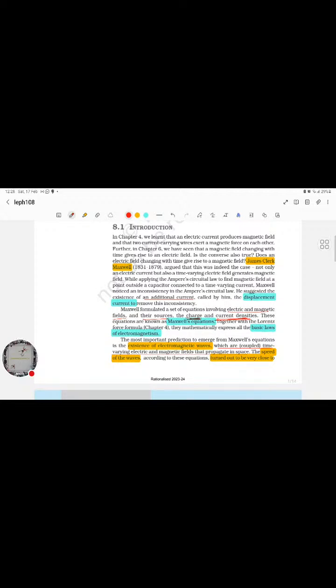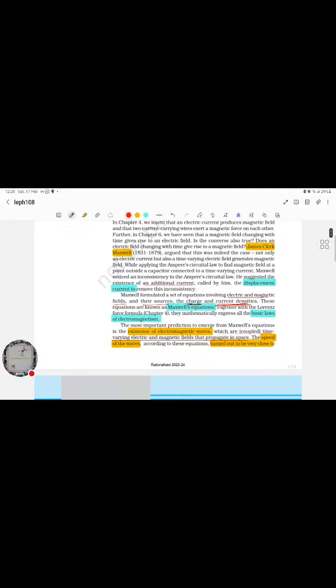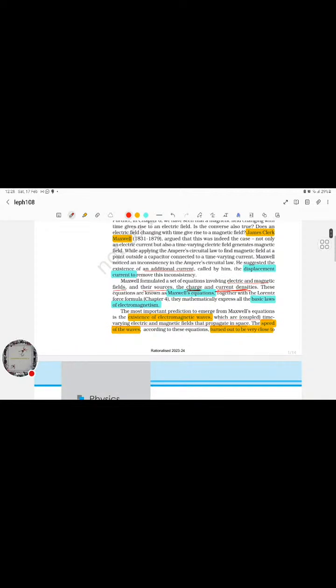convention. They bring in an extra type of current, and that is called the displacement current, which is actually there already, but we had not figured it out earlier, but now we have figured it out. So Maxwell formulated a certain set of equations for the electric and magnetic fields, which involve the electric and magnetic fields and their sources and charges, and these were known as Maxwell's equations.